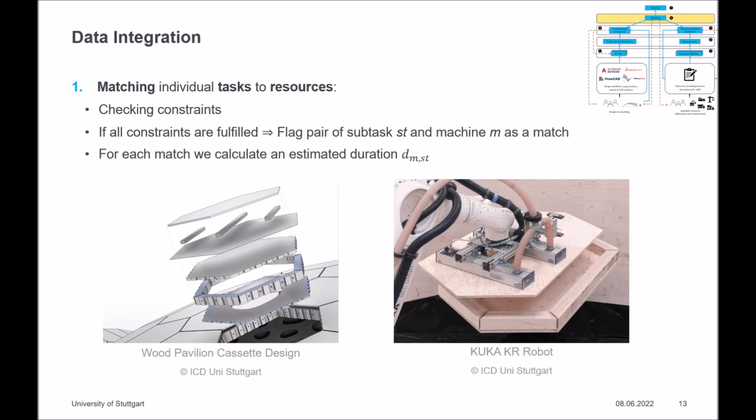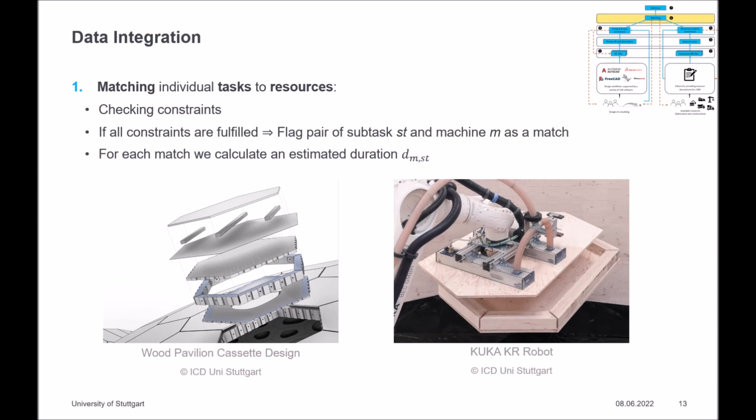With the enriched data, we can now move on to the data integration level. Here we want to provide a matching algorithm that matches all machines to the tasks they can perform. So here you can see the design of a cassette of the wood pavilion shown earlier, which requires several tasks to be fully manufactured. We want to match available resources to each of these tasks if they are able to perform them. More precisely, since tasks may contain implicit subtasks, we have to match all subtasks to the machines.